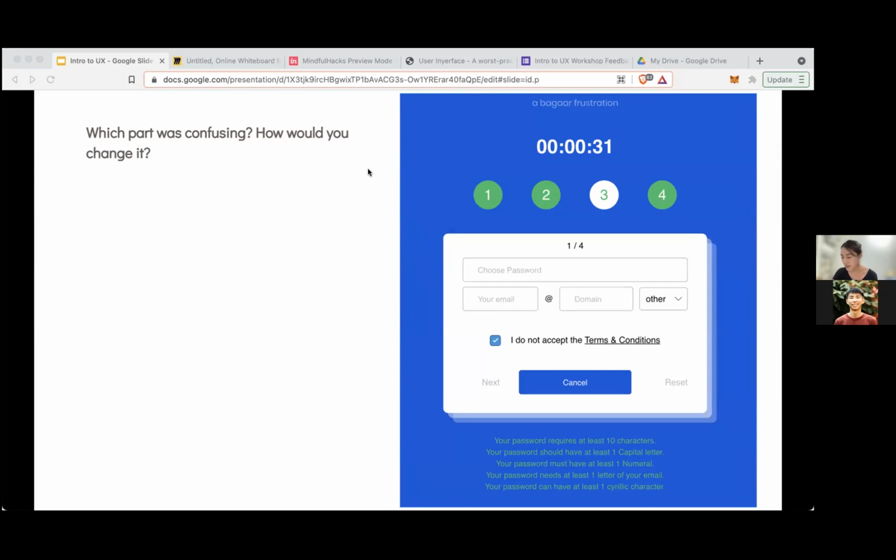Okay, I see some of your comments that the terms of use thing was super confusing. It was intentional. Yes, it was intentional. And some of you pressed the large button by instinct.